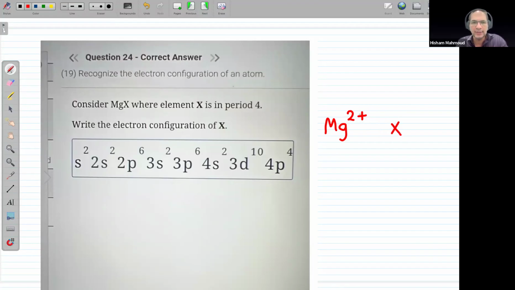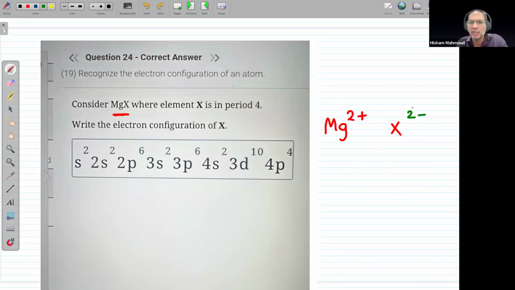If this is 2+, and there are no charges here, so I know for sure that this should be 2-. Yes, that's why they cancel out. If it is 1-, then the compound will not be MgX, it will be MgX2. If this was 3-, it will be Mg3X2. If this was anything else, the compound will not be MgX. The only thing that makes the compound MgX is that this should be 2-, because then these two will cancel out and the compound will be MgX.